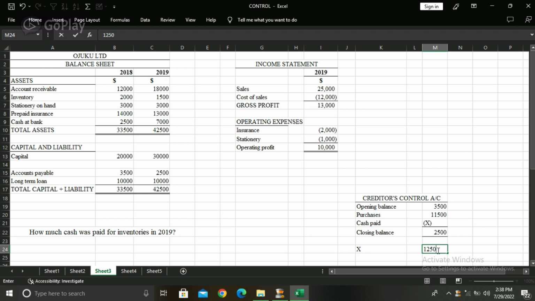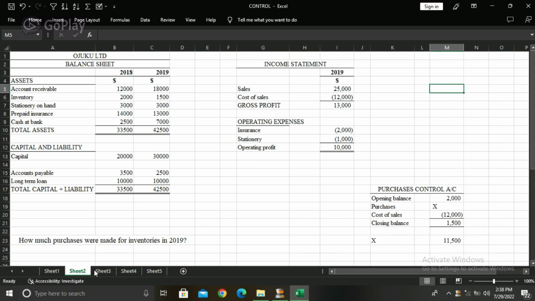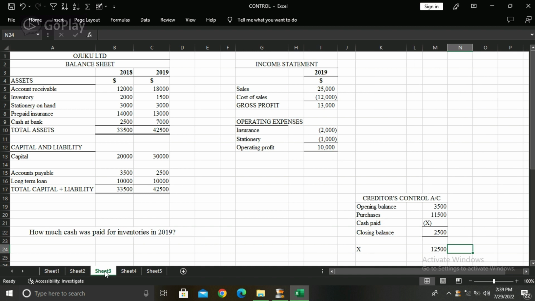12,500. So 12,500 was the amount of money paid because the 3,500 plus 11,500 will give you 15,000 as you are owing your suppliers. But at the end, you are saying that you are only owing them 2,500. It means you paid them 12,500 during the year. So that's how to calculate how much money was paid for inventories. So you have to start from the purchases as we indicated in sheet 2 before you move to the cash amount paid for the inventory. Then let's look at sheet 4.